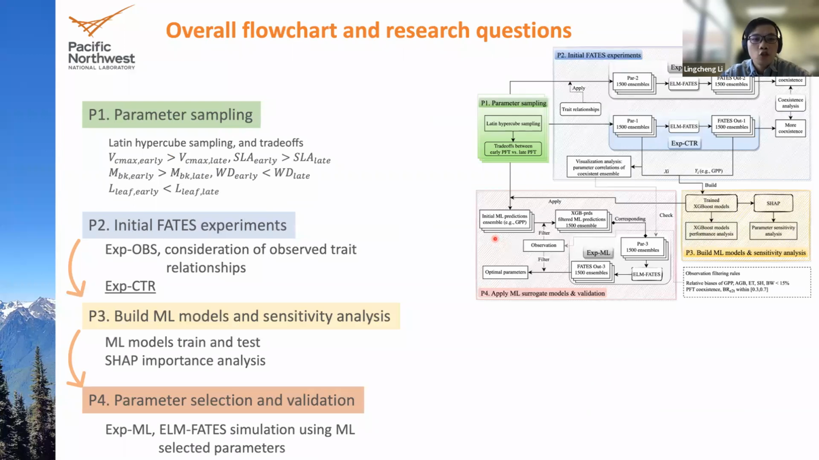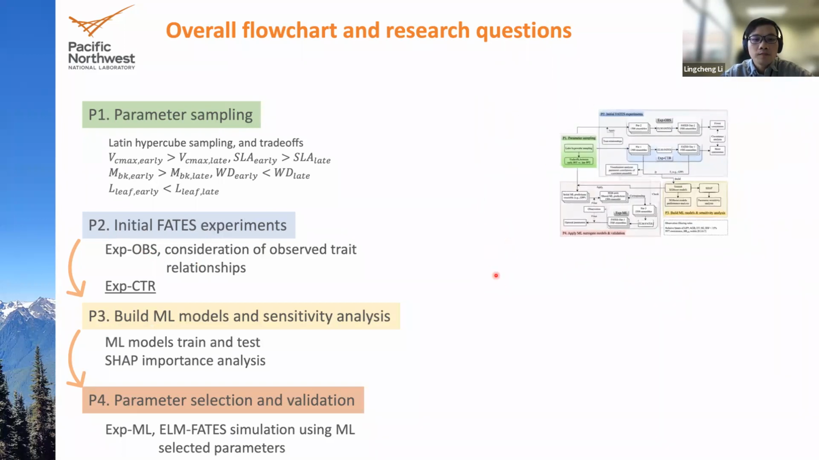So here is the overall flow chart. Generally, we start with parameter sampling. We use Latin hypercube sampling, and after the sampling we consider the trade-offs, because as we mentioned, for example, the Vmax of the early PFT is larger than the Vmax of the late PFT, and other trade-offs. Then based on the initial sampling, we conduct different experiments. One is the control experiment. The second is the experiment considering observed trait relationships. Then we use these experiments to build the machine learning models, and we use the machine learning models to select the parameters. So here is basically the flow chart, but I will go through all this step by step.